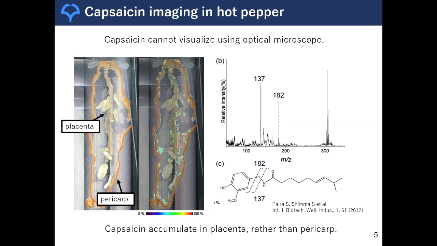Therefore, we use mass spectrometry imaging to visualize the distribution of capsaicin. Then, two peaks derived from capsaicin were observed in the mass spectrum. By selecting these peaks and generating images, we found that capsaicin was accumulating in the placenta rather than in the pericarp.